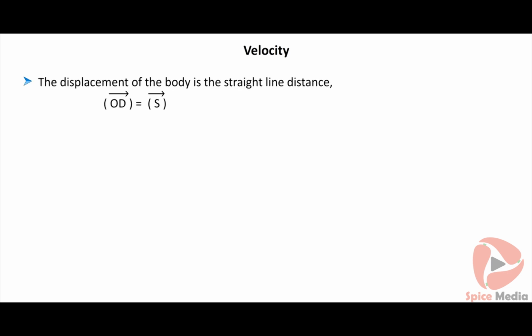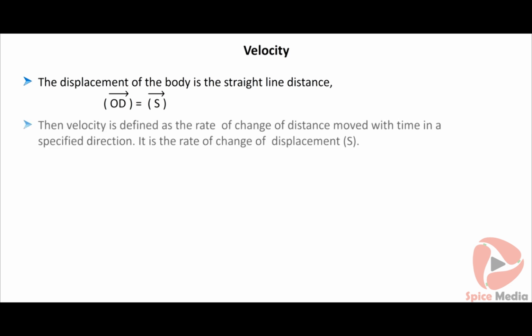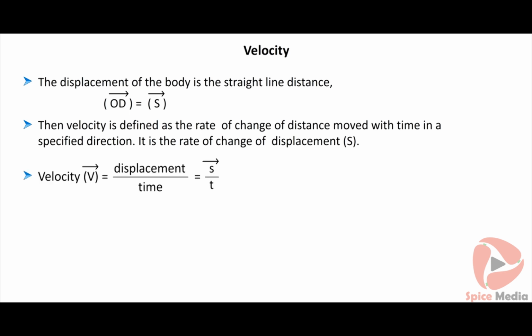The displacement of a body is the straight line distance OD, vector, represented as S vector. Then, velocity is defined as the rate of change of displacement in unit time in a specified direction. Thus, velocity v vector is equal to displacement by time, which is equal to S vector by t.